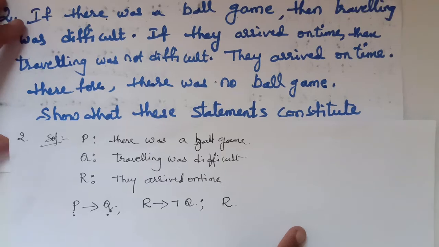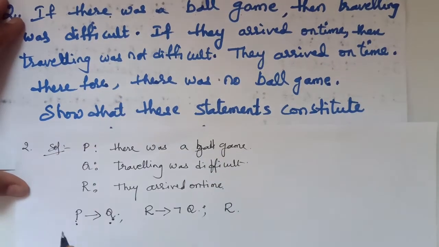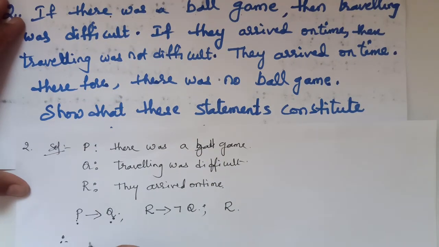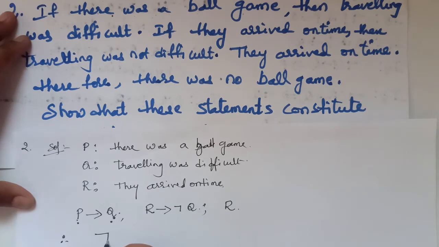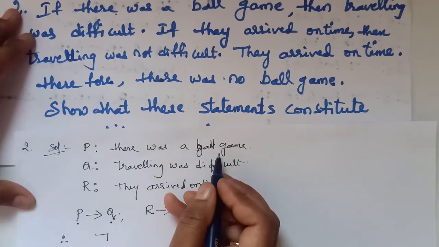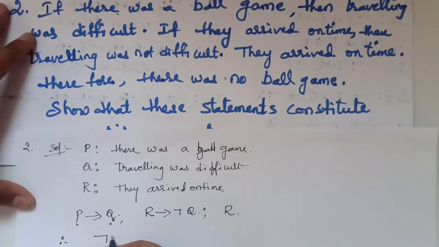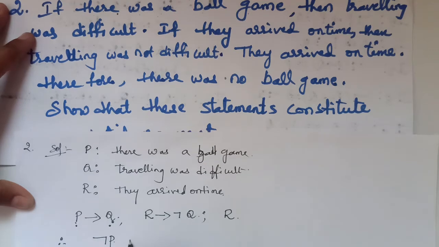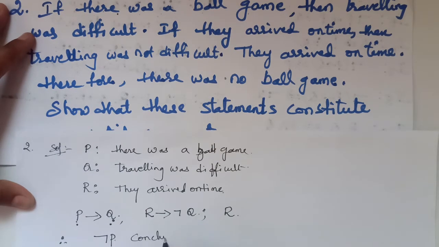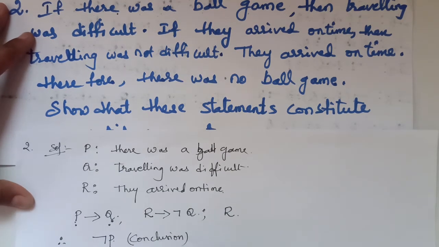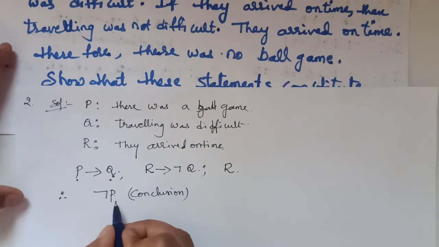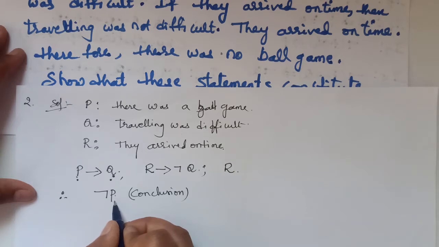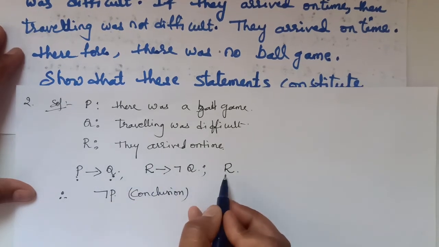So what is the conclusion here? Therefore, there was no ball game. That is, the ball game was P, so there was no ball game is negation P. Here the conclusion is negation P. So you have to show that this is a valid conclusion from these premises.